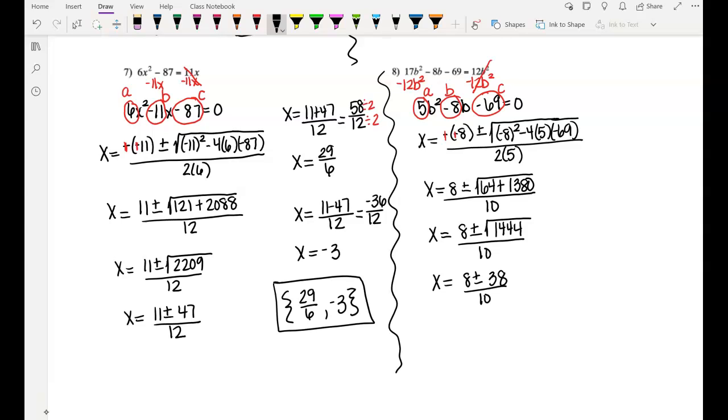And now I can separate them out. I have x equals 8 plus 38 divided by 10, which would be 46 divided by 10. Those are both divisible by 2. So x would equal 23/5.